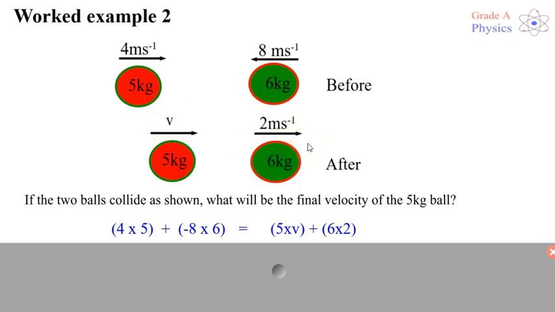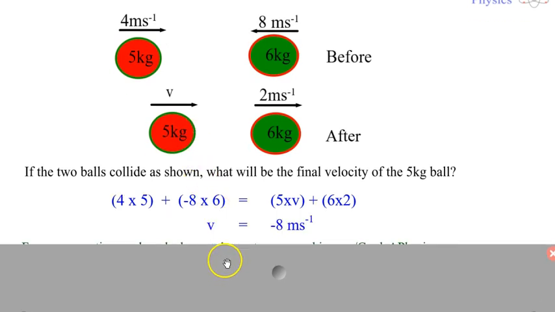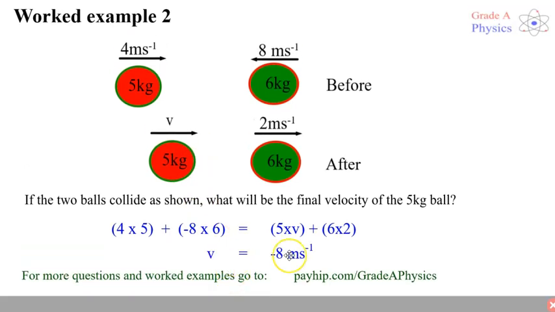Now you might be thinking at this stage, intuitively, you'd expect the 5 kilogram to bounce or move to the left after the collision. And actually, you would be right in assuming that, because it comes out as negative 8. So if we've assumed to the right is positive and v is positive, if it comes out as minus 8, it actually means it's moving to the left, which is probably what you would expect. So you might be asked to calculate the magnitude and state the direction.